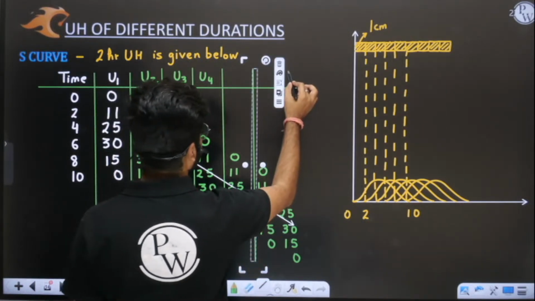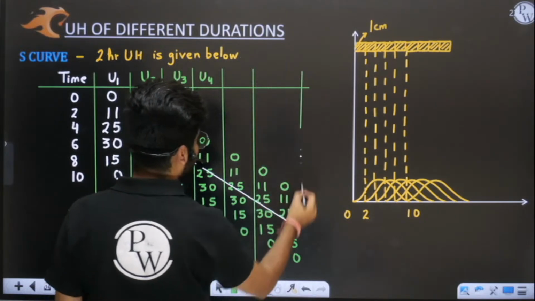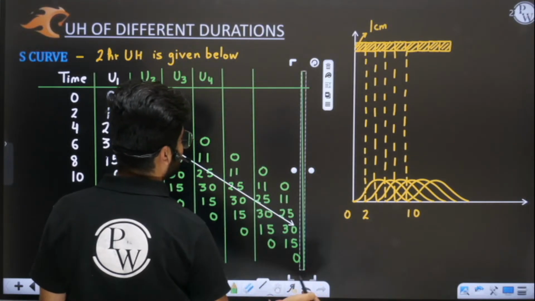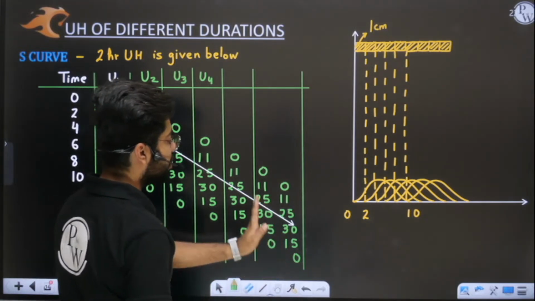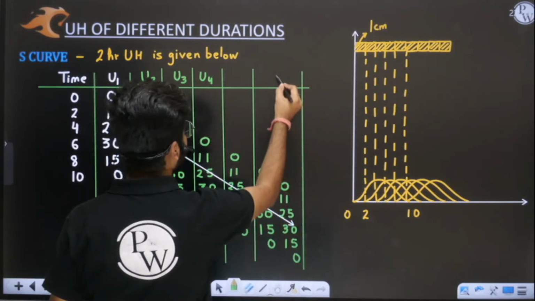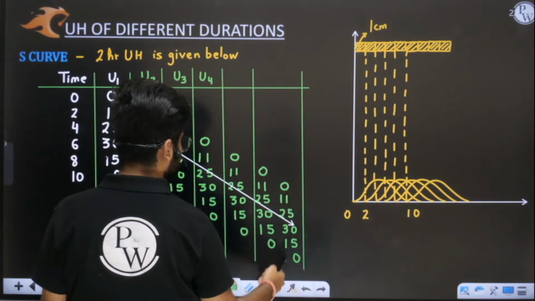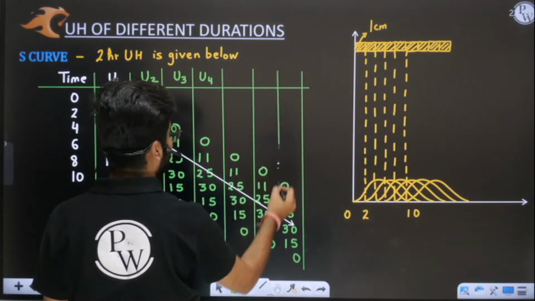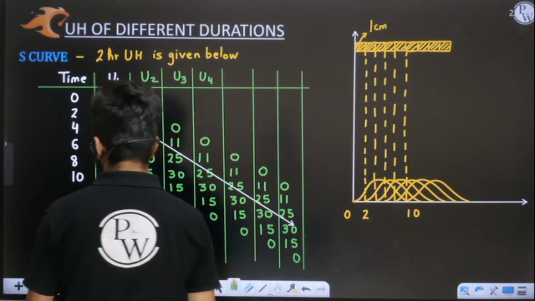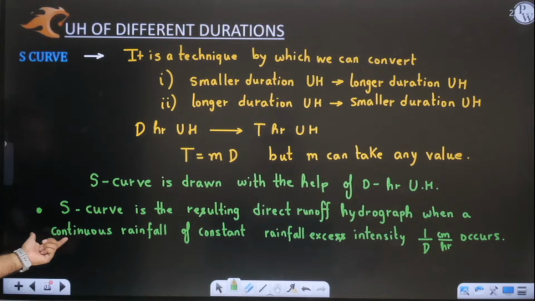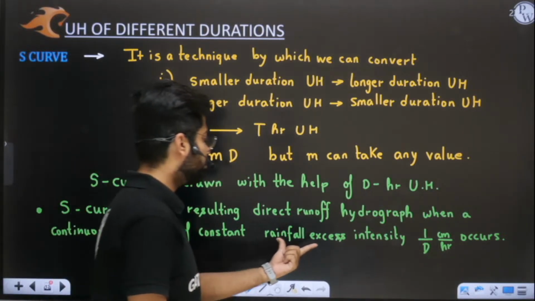Rainfall is happening again and again, and even now we haven't stopped. It will go further because we have to make continuous rainfall of infinite duration. This is your continuous rainfall, so continuous rainfall of constant rainfall excess intensity 1 by d.